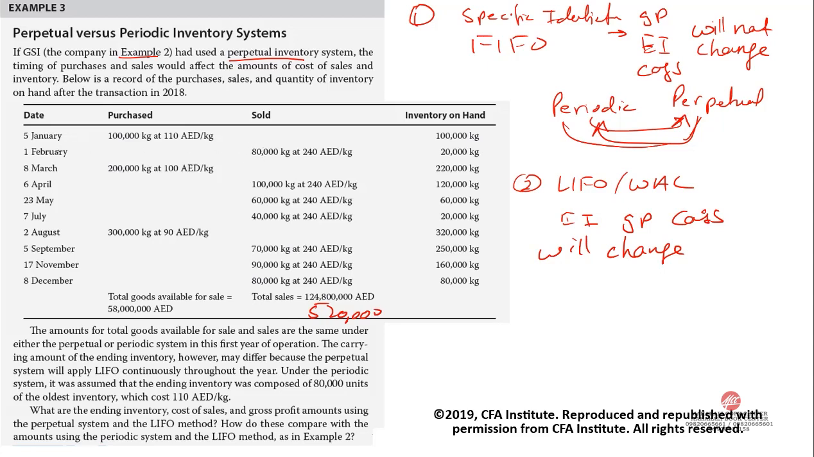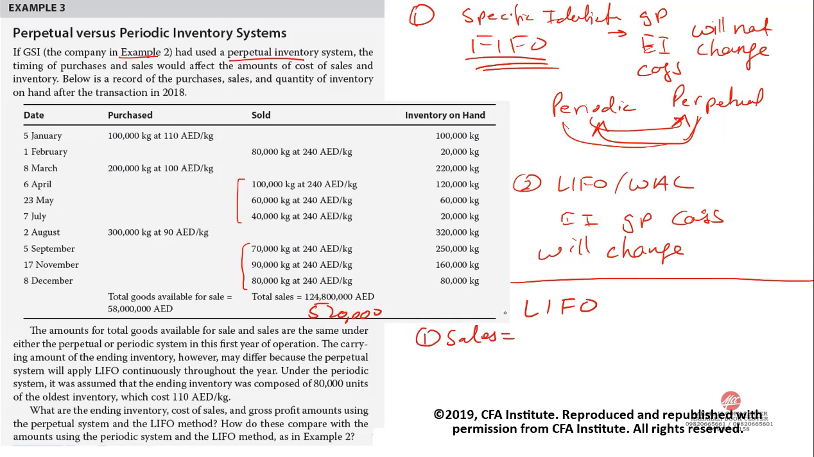Now we know that 80,000 came on 1st February and so on and so forth. Now we know exactly the time, and we need to find out whether ending inventory, gross profit and cost of goods sold would have changed if we had used last in, first out. We know that in first in, first out, ending inventory, gross profit and cost of goods sold will not change. So the first thing is sales. Sales will not change. So we sold 520,000 worth of goods multiplied by 240. So we get 124.8.